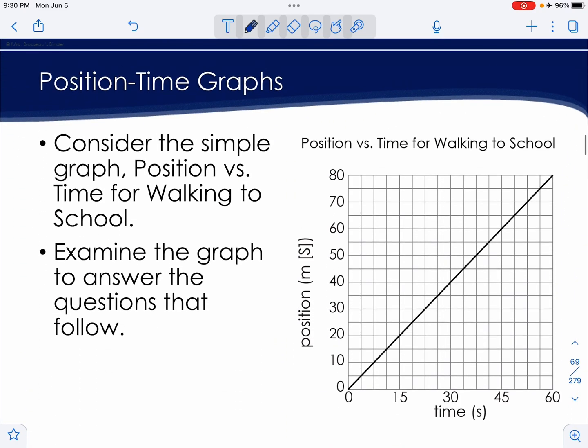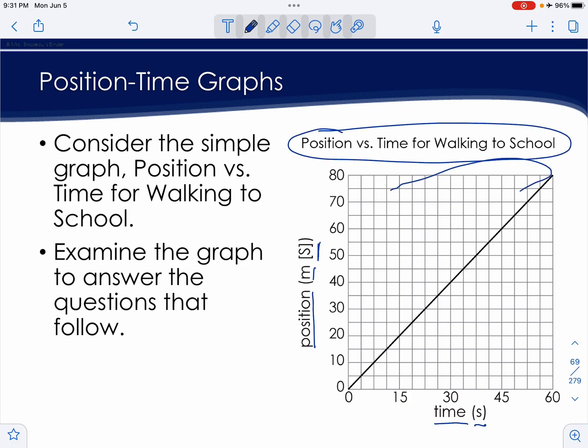Okay, so here, consider the simple graph, position versus time for walking to school. So here we have position in meters, and this position, is that a scalar or a vector? That is a vector. So notice that we have the direction in brackets, south. So position is in meters and direction is south. And then on the x-axis, we have time in seconds. And here we have the title. So it has all the necessary components, position versus time for walking to school. So examine the graph to answer the questions that follow.